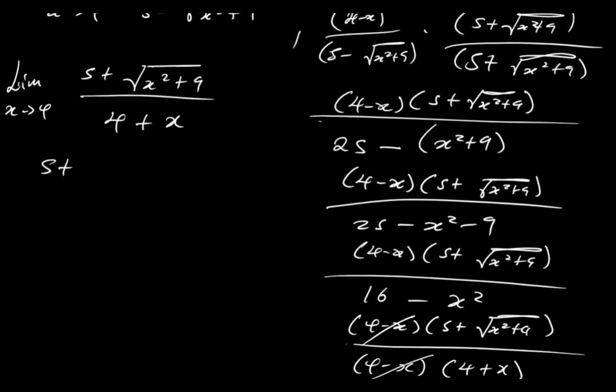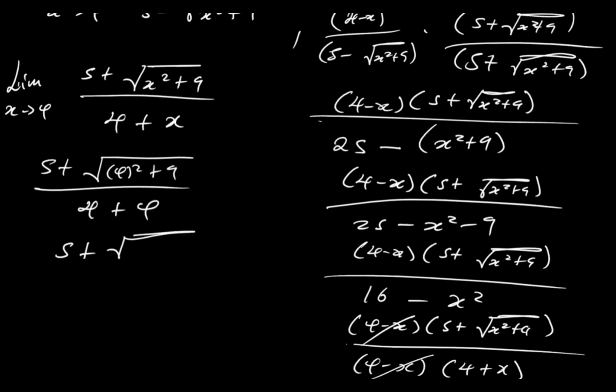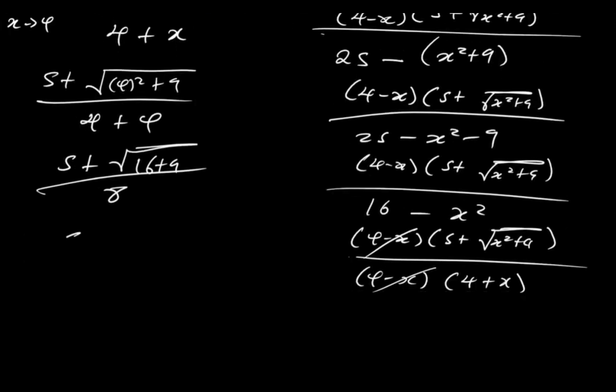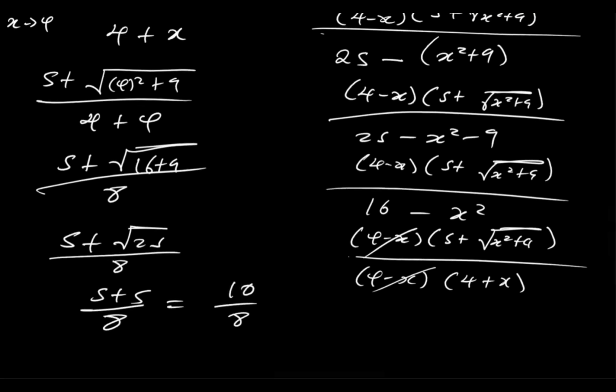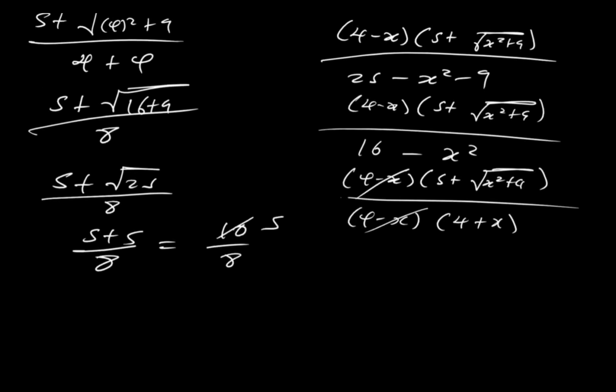So you have 5 plus root of 4 squared plus 9 over 4 plus 4. So you have 5 plus root of, sorry, 4 squared is 16. So 16 plus 9 over 8. So this will now be 5 plus root 25 over 8. This will be 5 plus 5 over 8. This gives you 10 over 8. This can be simplified. 2 there, that's 5. 2 there, that's 4. Therefore, your limit is simply just 5 over 4.